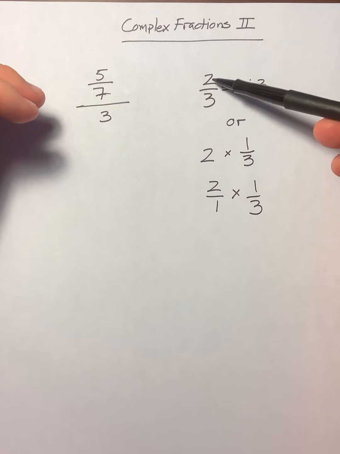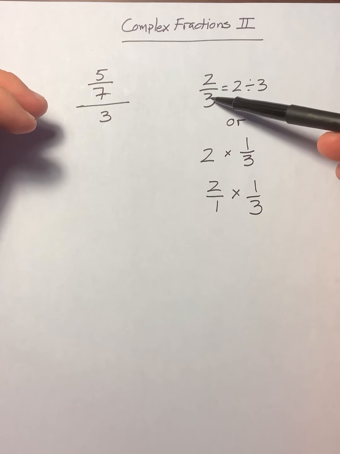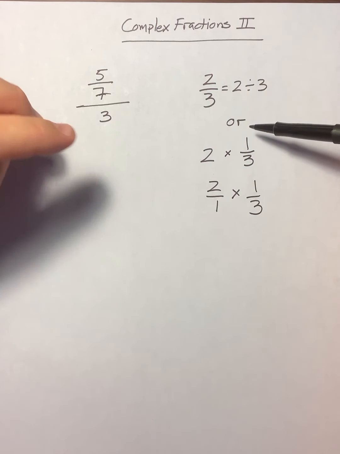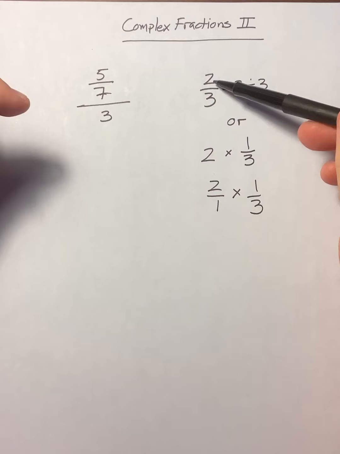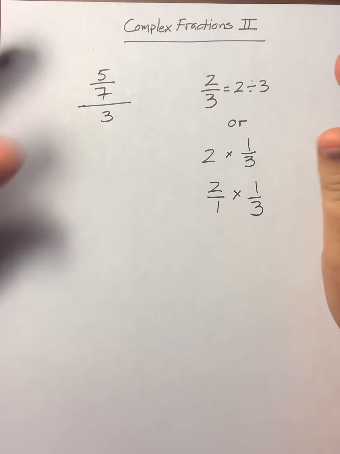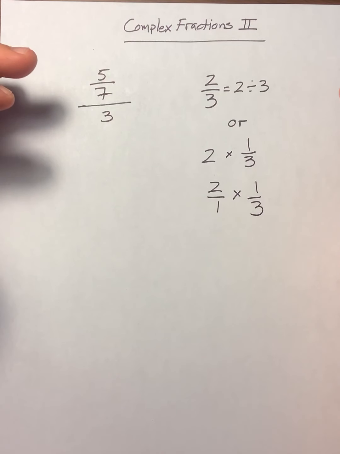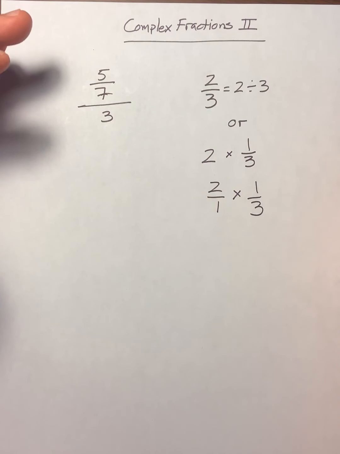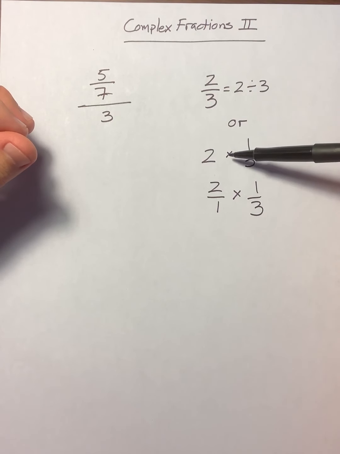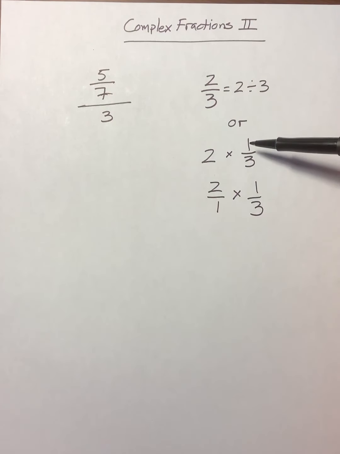First of all, remember that a fraction is a division problem. So 2/3 is the same as 2 divided by 3. Another way to show that is 2, the numerator, times 1/3. You might remember sometime in algebra they said dividing by a number is the same as multiplying by the reciprocal. So here I'm dividing by 3, or multiplying by a reciprocal.